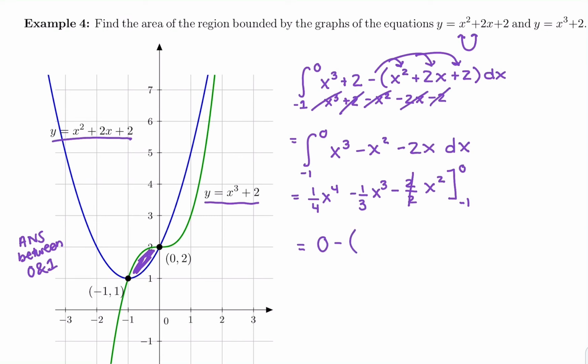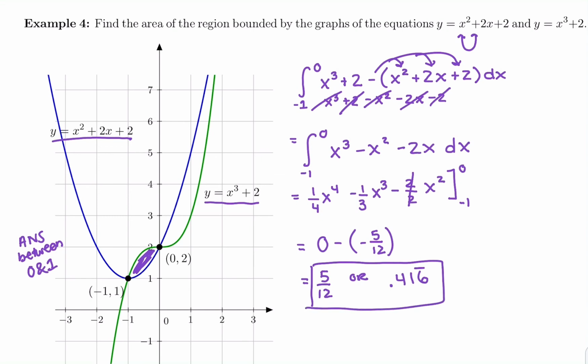Minus, now I'd probably have to grab my calculator and plug in -1. And when I do, I'm getting a decimal that keeps going, so I'm going to make it a fraction. I get a -5/12. And I remember I'm doing 0 minus a negative, which is going to make it a positive 5/12. Or as a decimal, this is 0.416 repeating. Which makes sense. We said our answer is going to be somewhere between 0 and 1. I thought it would be a little less than a half, so that answer of 0.416 seems to make perfect sense.